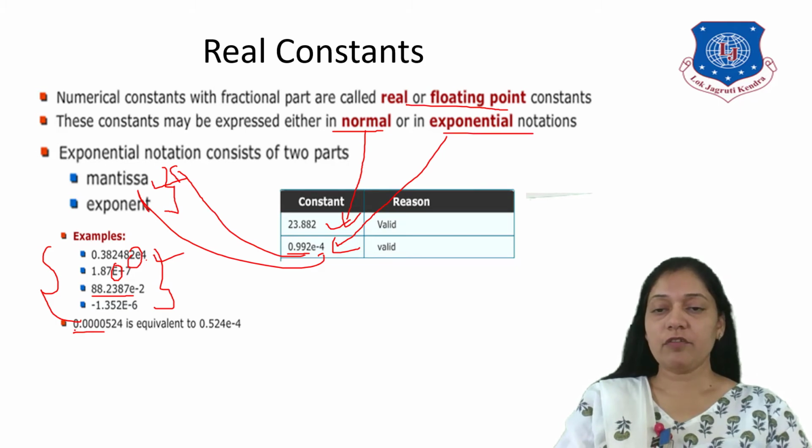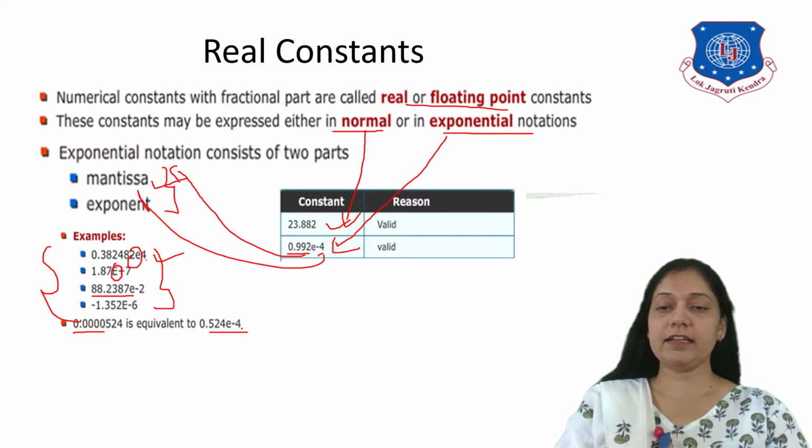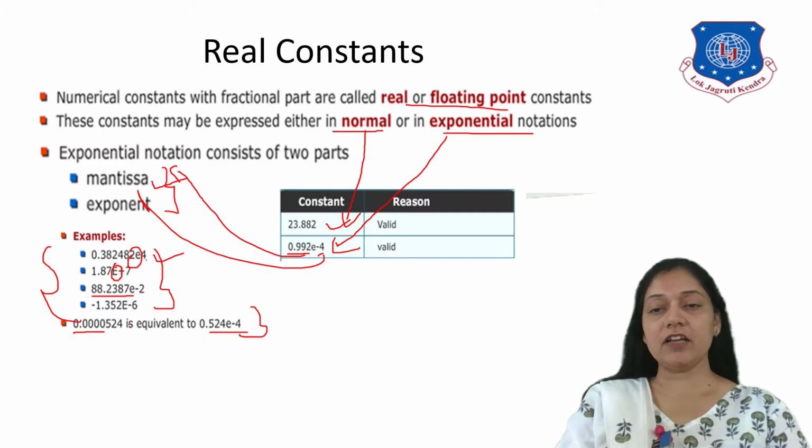If you have a very long number after the decimal point, like 0.0000524, it is better to write it in exponential form, that is 0.524e raised to minus 4. That is, after the decimal point we have 4 zeros. So you can use this format to represent very large or very small numbers in exponential form.